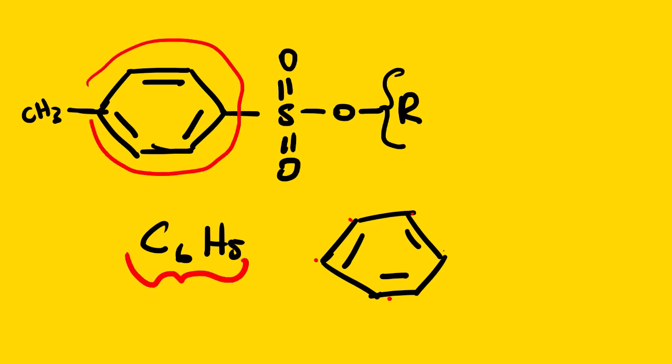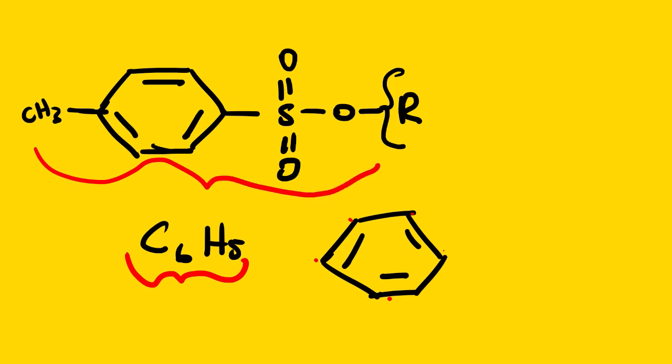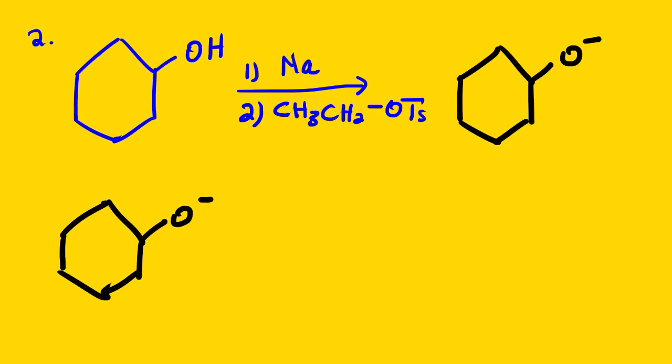So you can see that this part is a partial part of phenyl, and it has the methyls and sulfur and oxygens. So this is the structural formula of a tosylate. As you can see how complicated it is, we simply abbreviate it with the OTS, and it's our leaving group in this case.